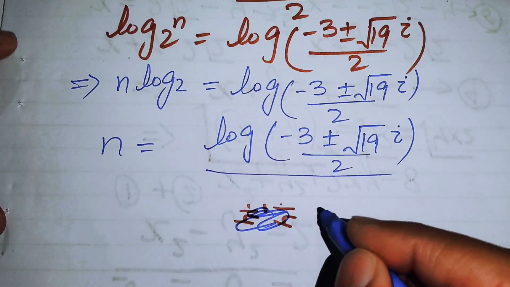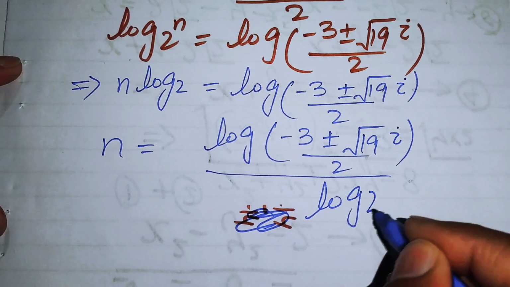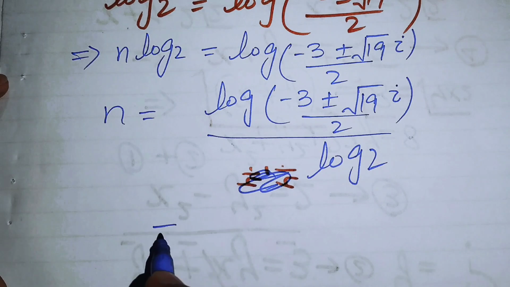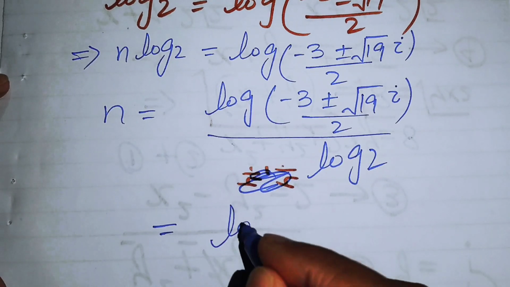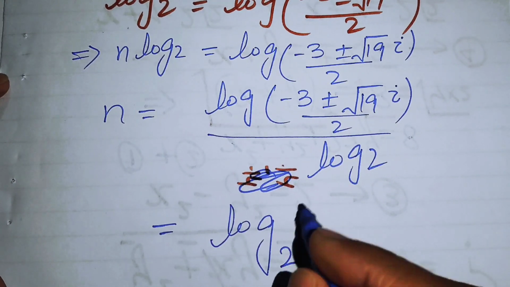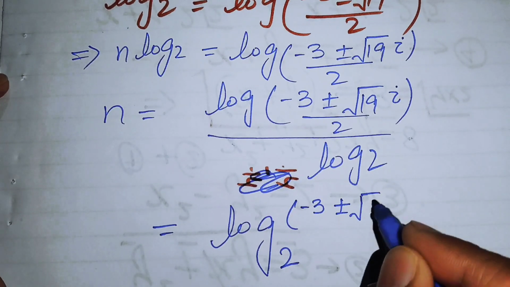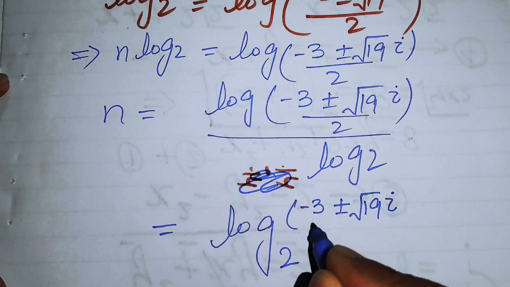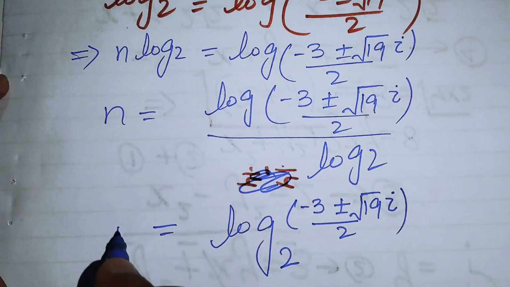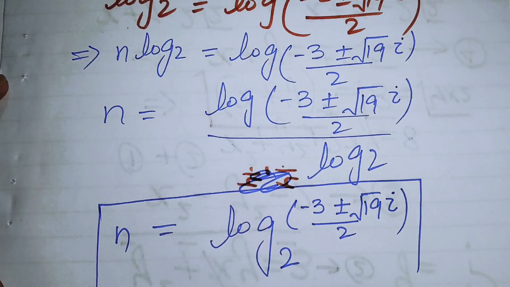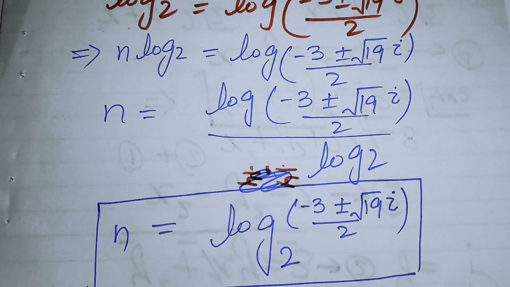this whole term divided by log of 2. Here we use the property of log, and we write this expression as log of base 2, and its argument will be minus 3 plus minus square root of 19 iota divided by 2. So these are the two complex values for the given question.